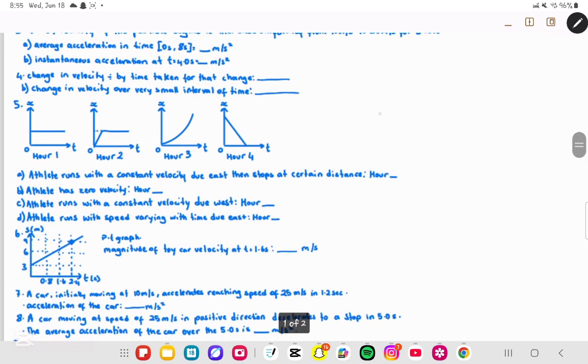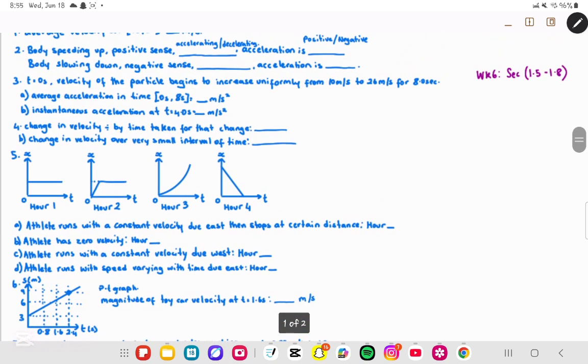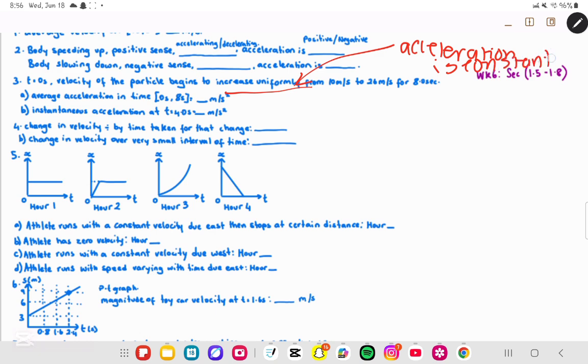We'll move on to question number 3. We have time equals 0 seconds, that means the initial time. Velocity of the particle begins to increase uniformly. If the velocity is increasing uniformly, this means that the acceleration is constant. Because if it's increasing uniformly, then for sure the acceleration is constant.